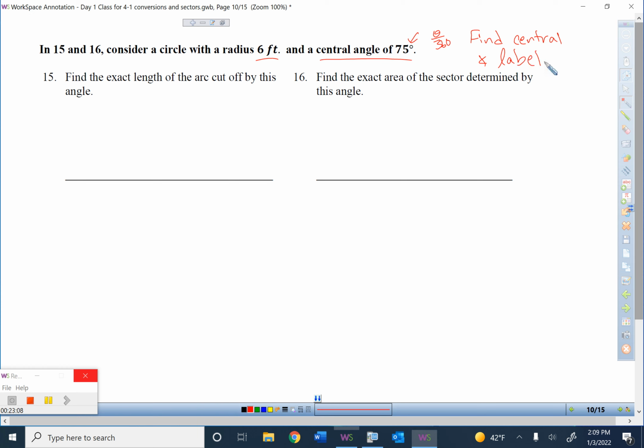All right, let's read the problem. It says find the exact length. So this is a circumference, 2 pi r to start with, and we're multiplying by theta over 360.